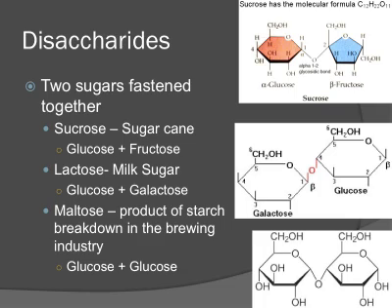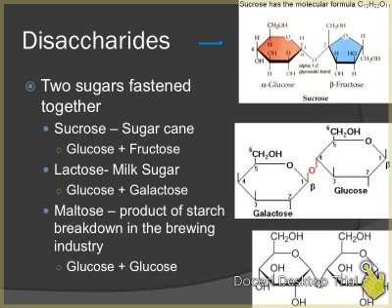So let's talk about disaccharides now. Monosaccharides are 1 sugar. Disaccharides are 2 sugars. So glucose was an example of 1 sugar. So now I'll start talking about 2 of them combined together. So 2 sugars fastened together. So one example would be sucrose. Sucrose is sugarcane, and technically it's a glucose molecule plus a fructose molecule, and they are combined together as we see over here.